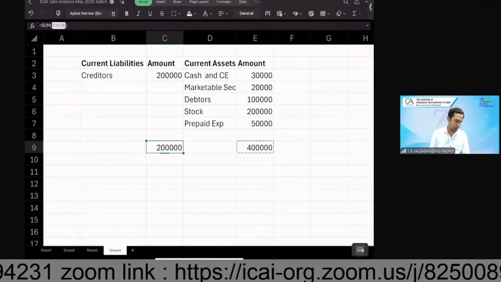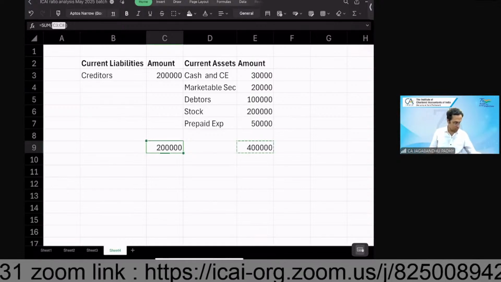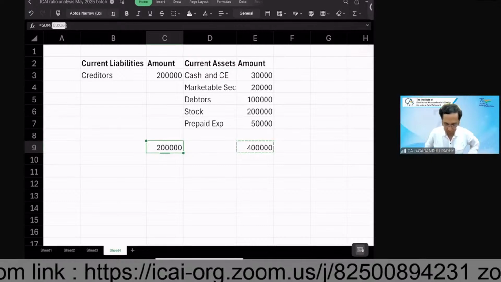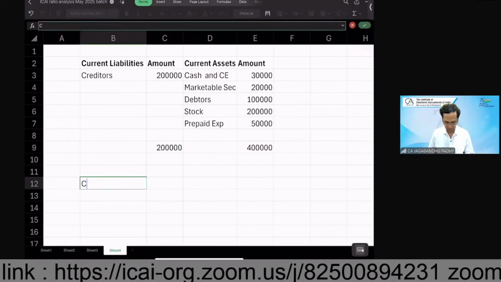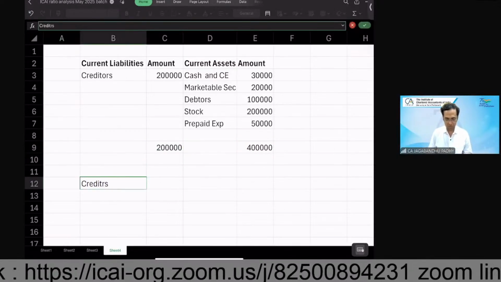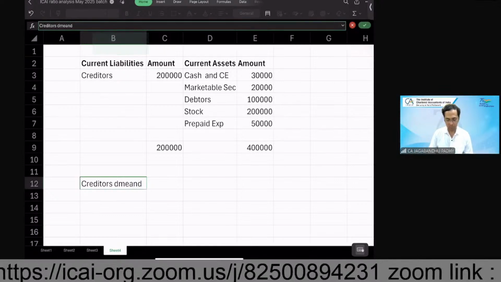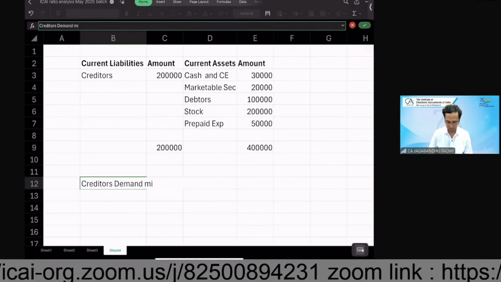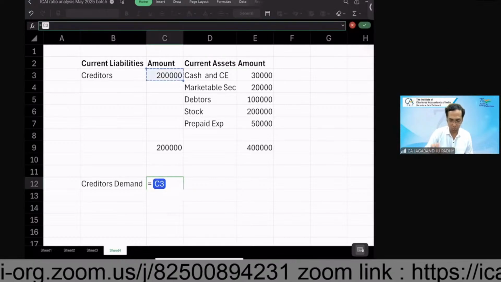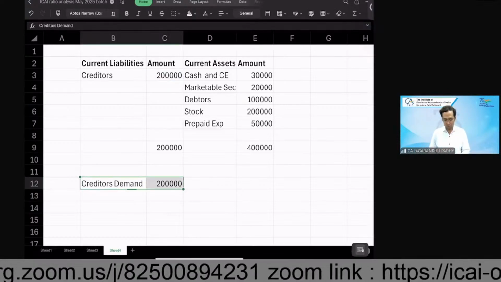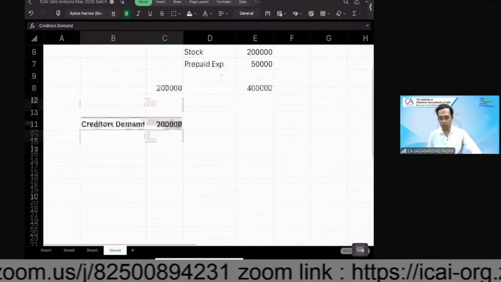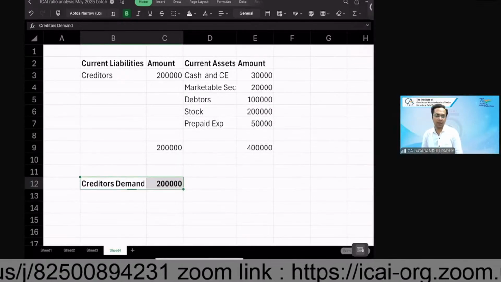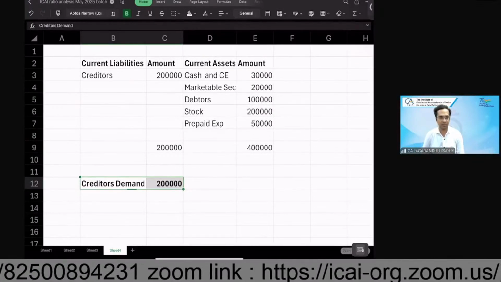Yes, current ratio is 2:1. So it does seem to be an ideal situation. Now, suppose creditors demand money. Creditors demand is 2 lakh. How are you going to pay these creditors 2 lakh? Which current asset will you use first to pay the creditors?